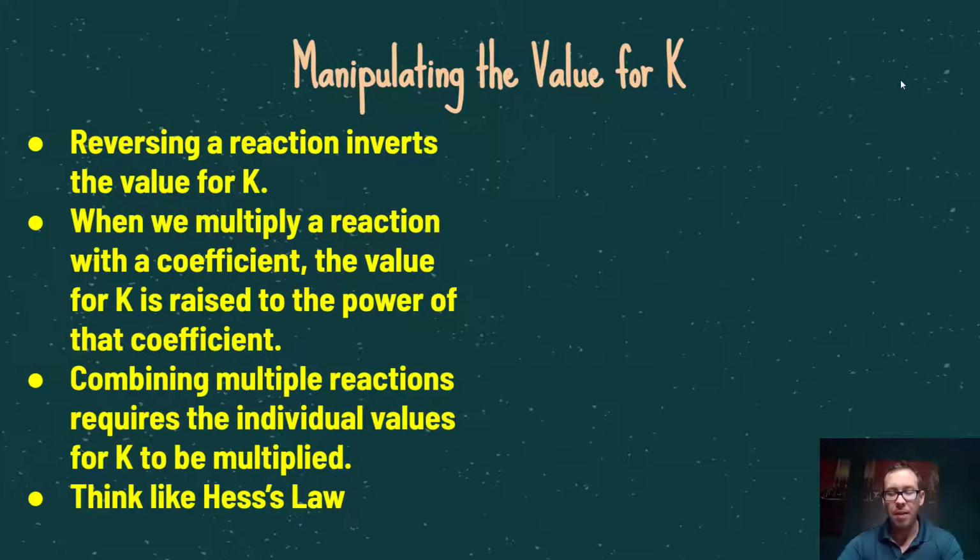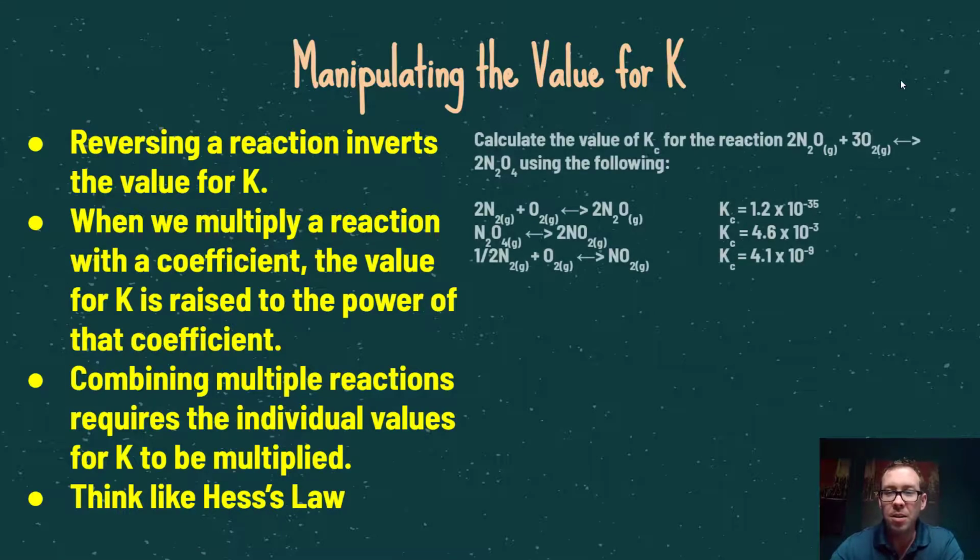So I always think of Hess's law when I do this. I just think that with equilibrium, we take it one step further. So instead of flipping a sign, we're going to do 1 over the value, or instead of multiplying it, we're taking it to the power, or instead of adding them at the very end, we're multiplying them out. So let's take a look at an example here.